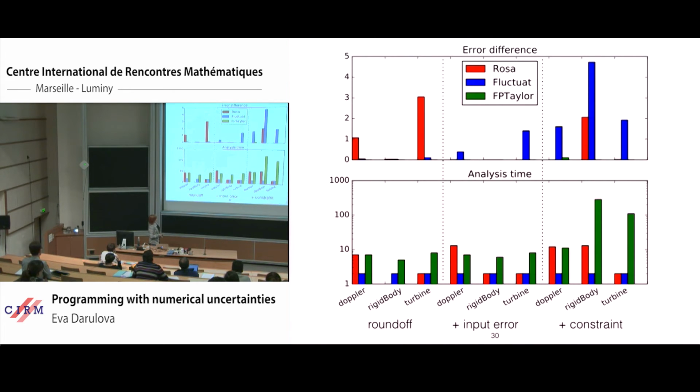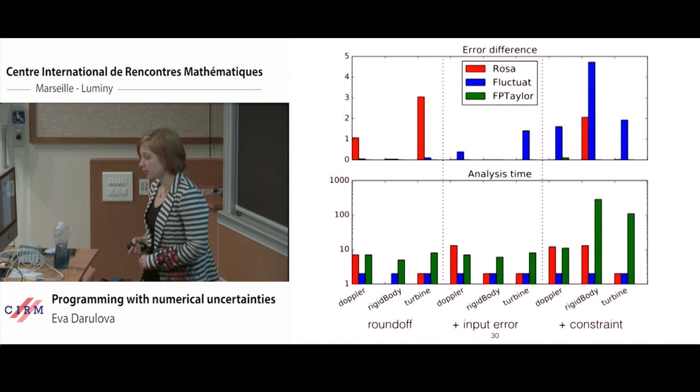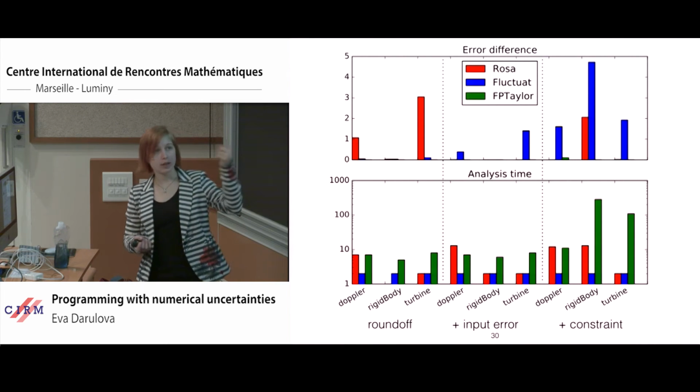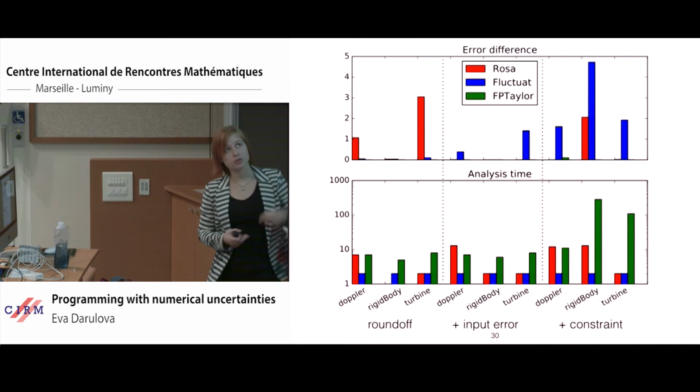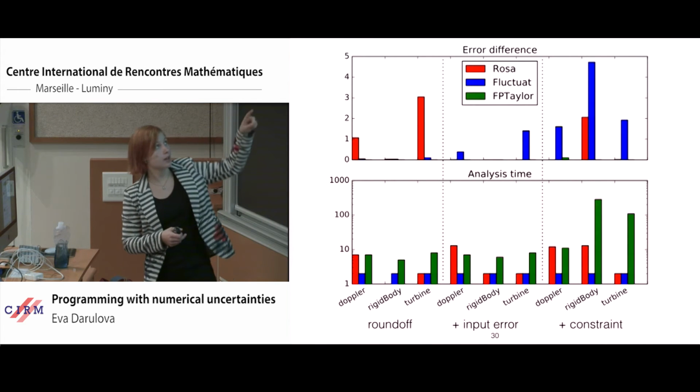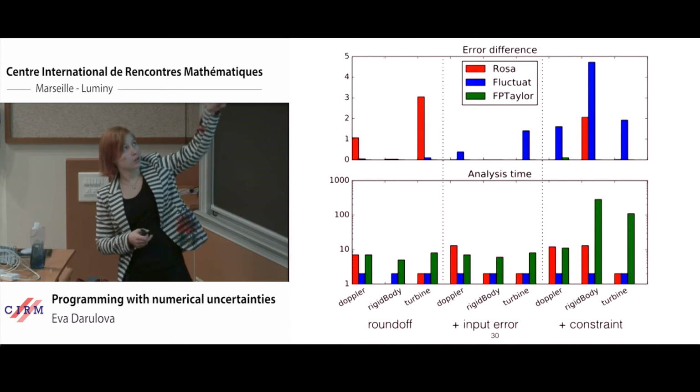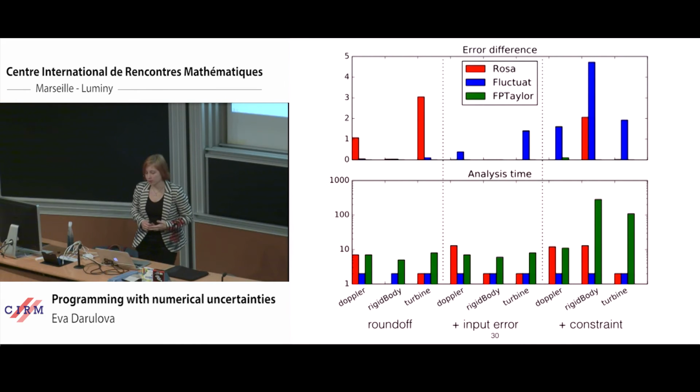FP Tyler in general produces the smallest errors, but does take a bit more time, which you can see on the second chart, which is essentially the analysis time in seconds. And note the y-axis is a log scale. I had to do this because once you add constraints, then FP Tyler may take a bit more time.